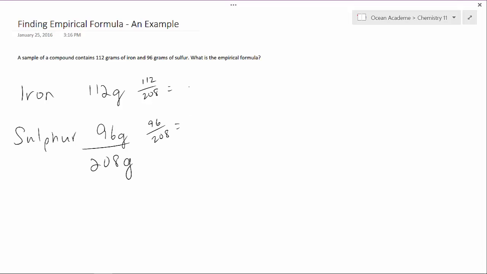Dividing these out, we find 53.8% and 46.2%. Now, the trick here is just a little exercise. We have 53.8%. Let's change that to 53.8 grams. And the same for sulfur, 46.2 grams.